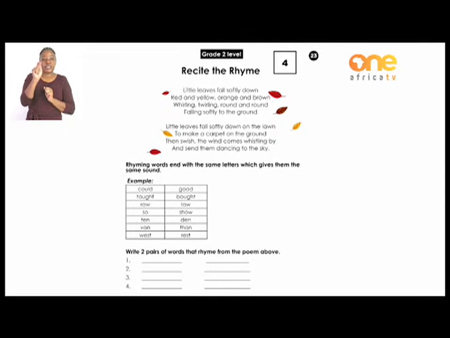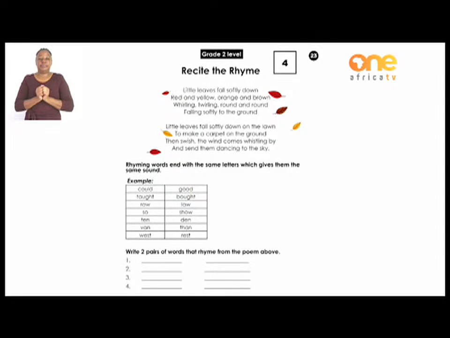Your job is to write 2 pairs of words that rhyme from the poem that we have read. That is why I would like you to read it by yourselves to look for the words that rhyme together. Remember, a rhyme is when the words have the same letters or sound so that they can be the same.